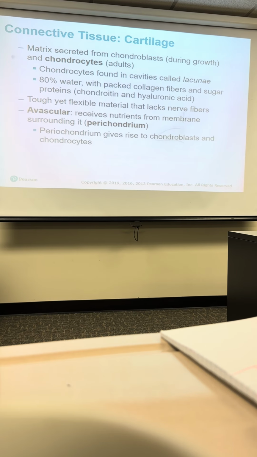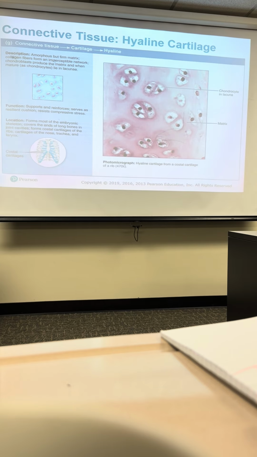Now let's move to the cartilage. When we say cartilage, what do we mean by that? All the cartilage we have, right? In your pinna, and then nose, intercostal, right? And also if you have a long bone, on top of the long bone you have a layer of cartilage too. Okay, they are avascular and receive nutrients from the membrane surrounding it, the perichondrium. Perichondrium gives rise to chondroblast and the chondrocyte.